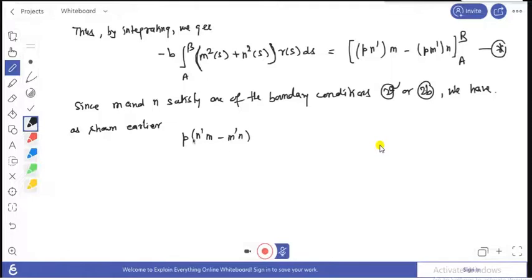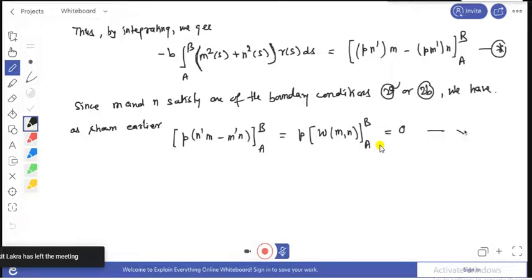We have already shown that this p of n prime n minus m prime n is the Wronskian of m and n, so p times the Wronskian from a to b, which equals p times the Wronskian of m and n on the interval ab. You have already proved that it always equals 0. So if this satisfies condition 2a or 2b, this must be equal to 0.